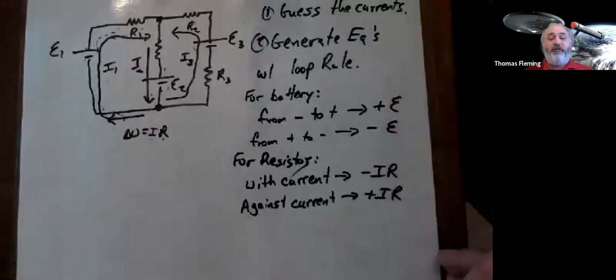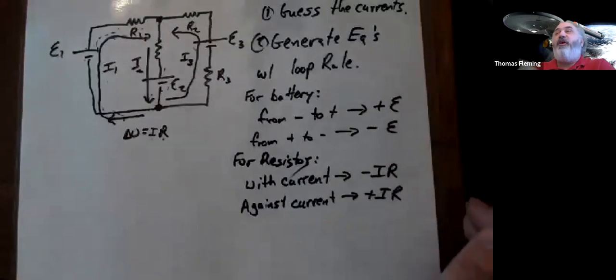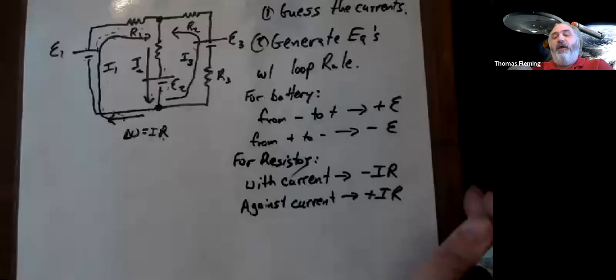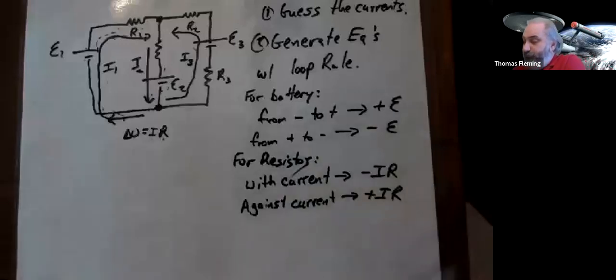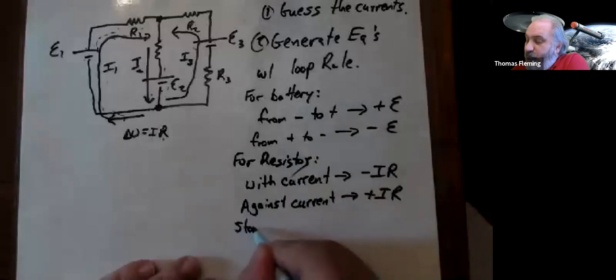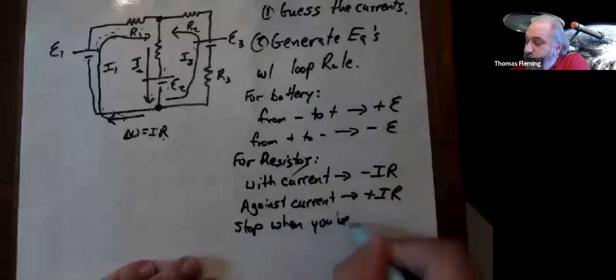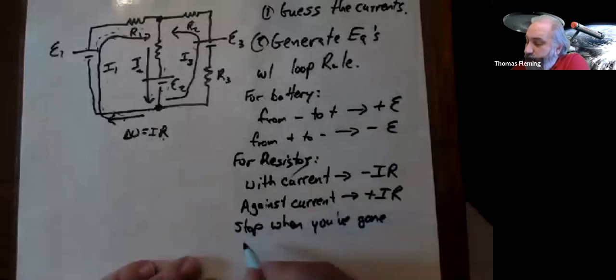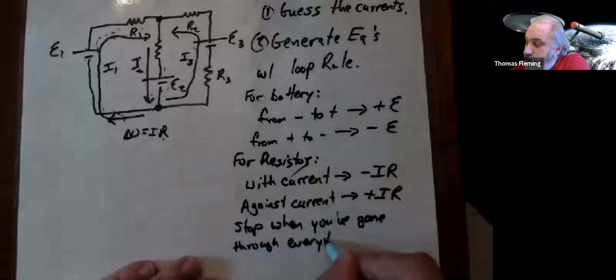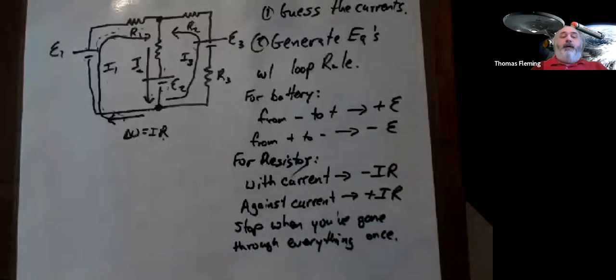So we're going to use the loop rule. We're going to generate some equations, and we're going to keep generating equations until we've gone through loops that contain every element of the circuit. So stop when you've gone through everything at least once. Once I've gone through all the resistors and all the batteries in the circuit, doing additional loops won't tell me anything that I don't already know. It's just going to be redundant.